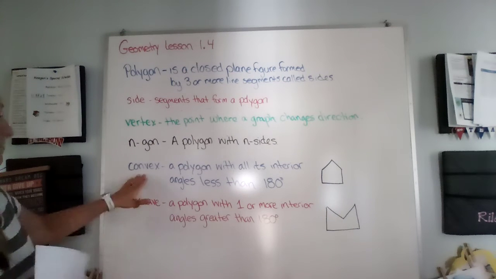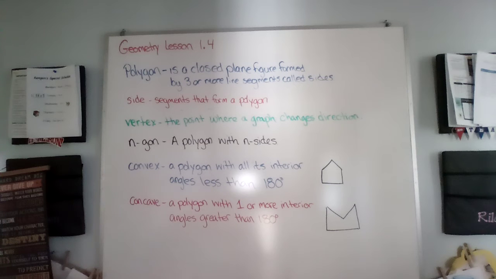Next, we have convex versus concave, which I know you guys are familiar with as well. By definition, convex is a polygon with all its interior angles less than 180 degrees. A concave polygon is a polygon with one or more interior angles greater than 180 degrees.